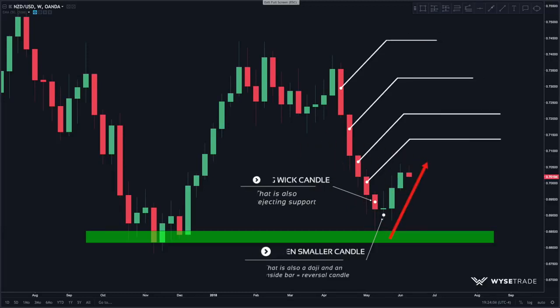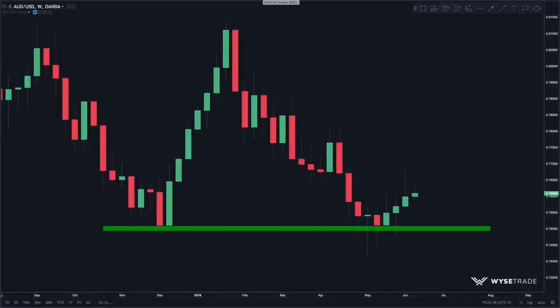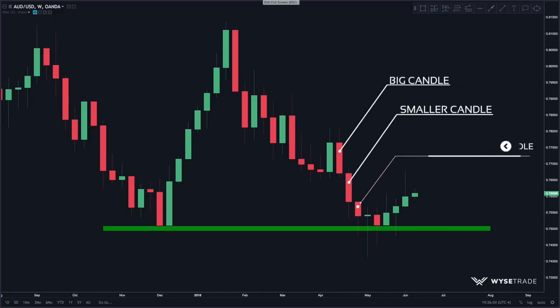So I'll show you this again on another pair. Here we have the Aussie dollar. This is a key level of support. As you can see from when price got here last, it hit and reversed upwards. So as price approaches this level again, we have a big candle, then a smaller candle, an even smaller candle, which is also rejecting support.